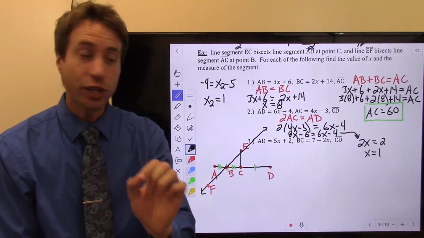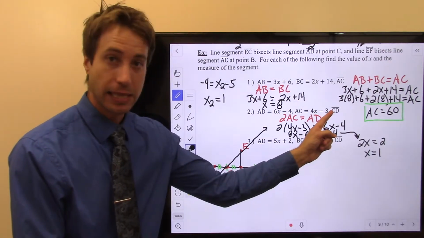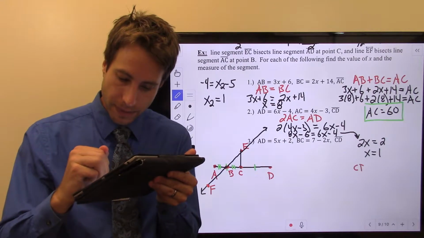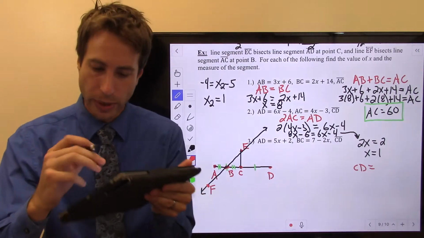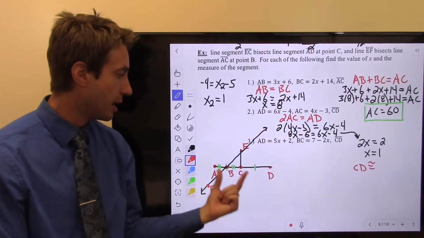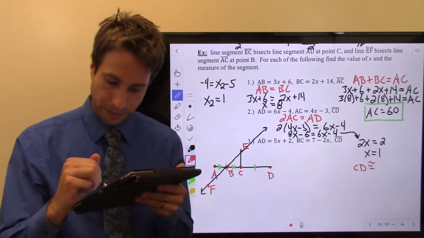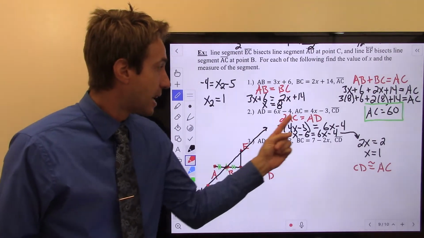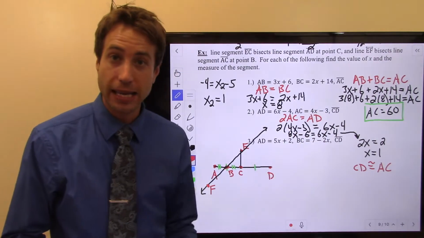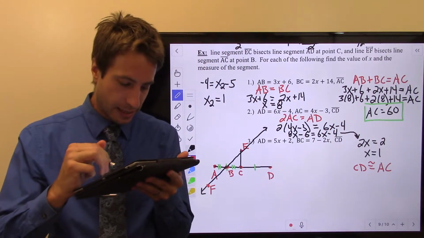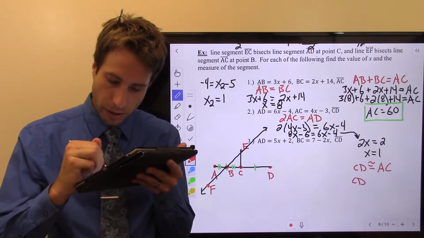But they want you to find, right, what is CD? Well, we know that CD is congruent to AC. I know what AC is. AC is 4x minus 3. Plug that in, substitute the value of x, and you're all done.